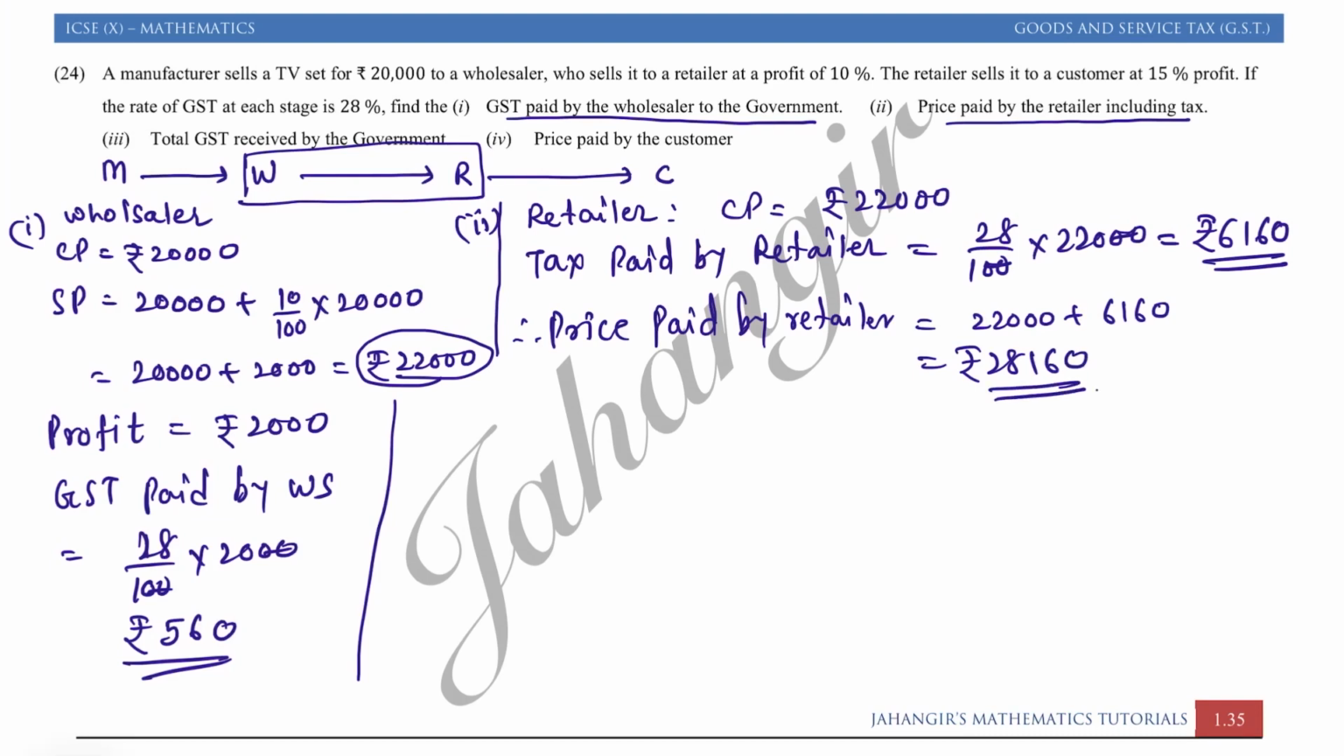Now third part में we want GST received by the government. So first buying price of the customer we have to find. So retailer sells it to customer at 15% profit. 15% profit on what? On 22,000, on the buying price of the retailer. तो retailer का selling price, that is customer buying price. तो पहले we will find retailer का SP. You can find retailer का SP over here also. CP के साथ SP find कर लो.